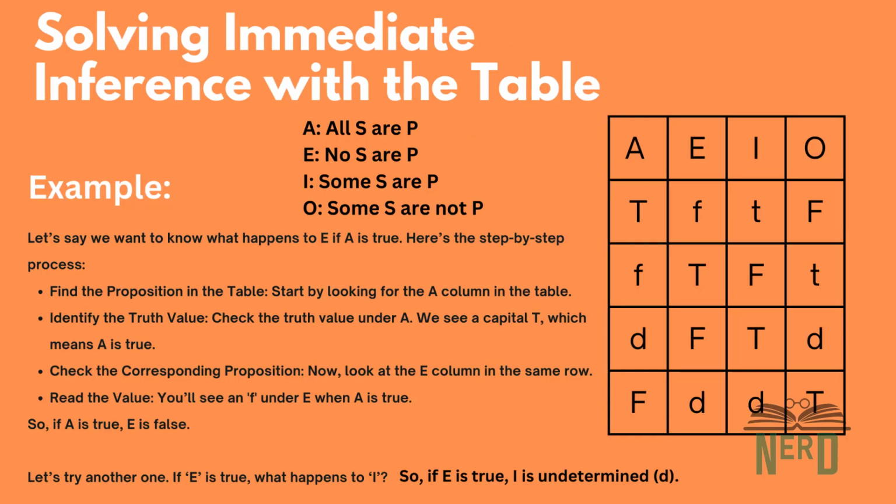Solving logical propositions with a table. Let's learn how to use a table to solve logical proposition questions. This will help us understand what happens to one proposition when we know the truth of another. Here's an easy way to do it. The table. We'll use a table with different propositions labeled as A, E, I, and O, and their corresponding truth values. Here's how you read it.